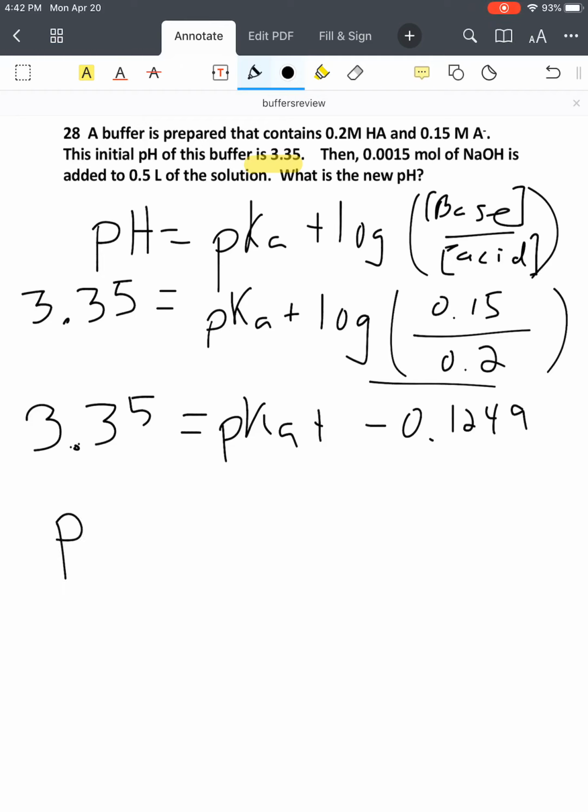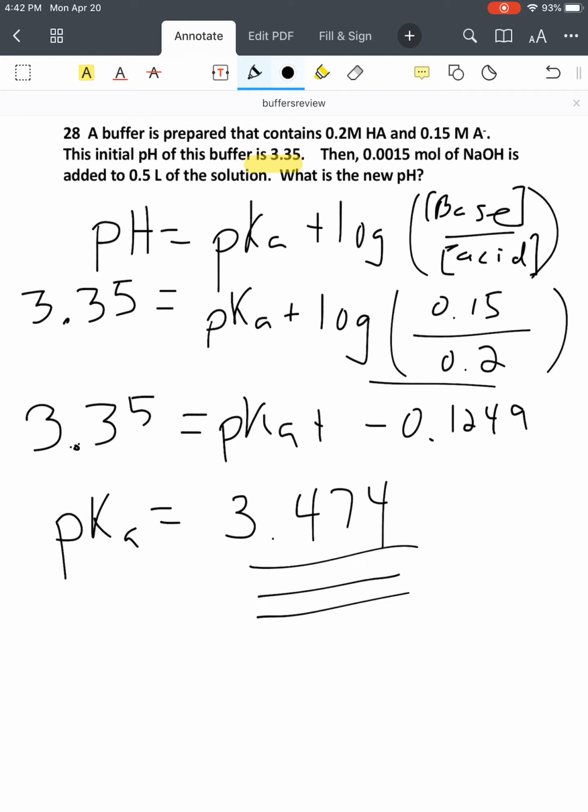So if I do the math, algebra I guess you'd say, to figure out what my pKa actually is, it looks like it's 3.474. So if I take that and I subtract 0.1249, indeed I get 3.35, okay?